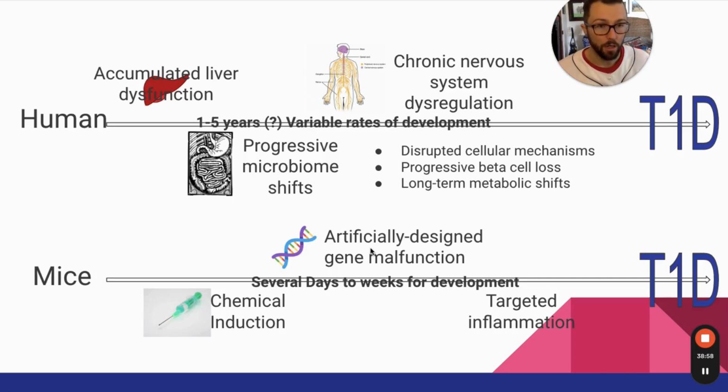The gene malfunction, which is the NOD model, okay, the immune system comes in, knocks everything out. This happens over a course of several weeks. You have that targeted inflammation to beta cells. Boom, you've got diabetes, and then you can study what happens after the fact. But this mice timeline is much shorter, with much fewer variables than the human one.